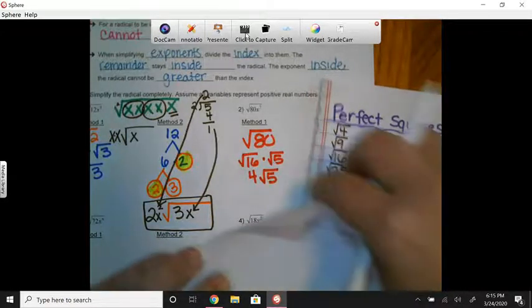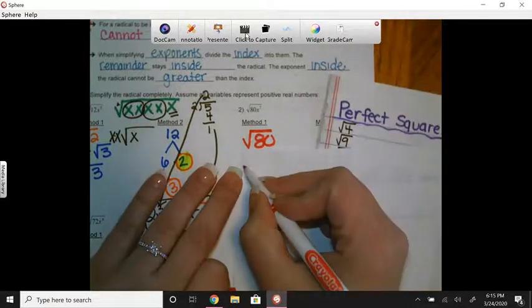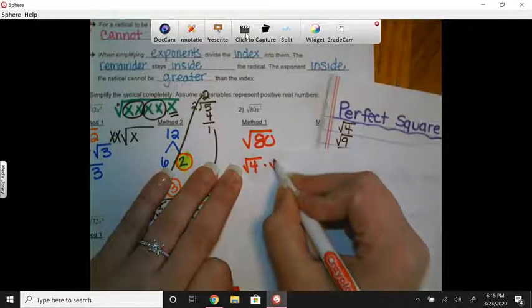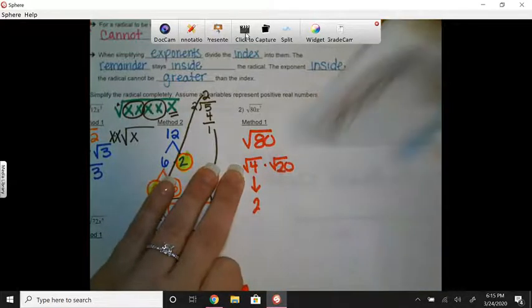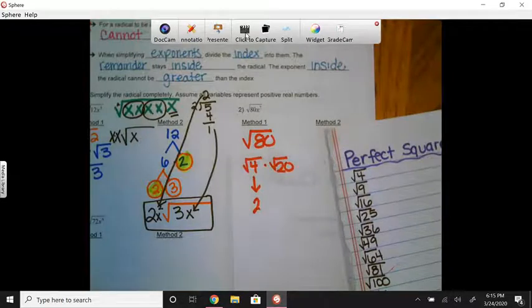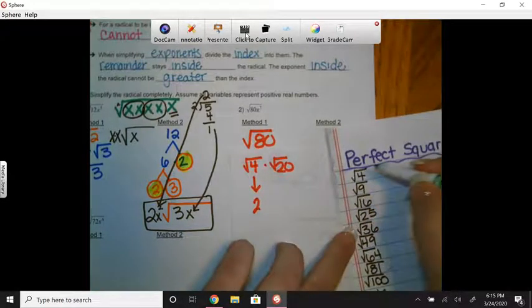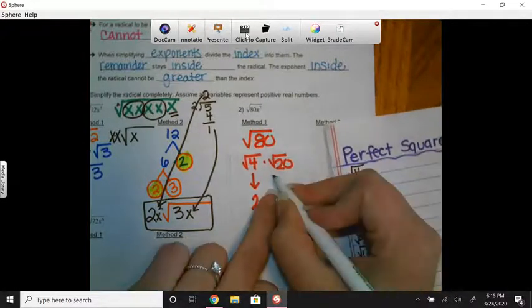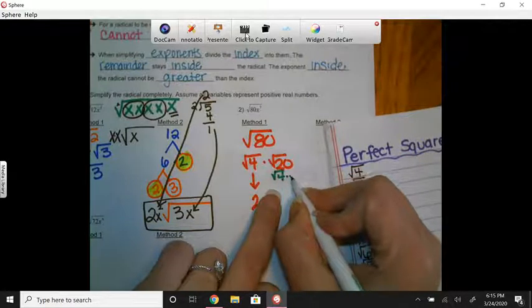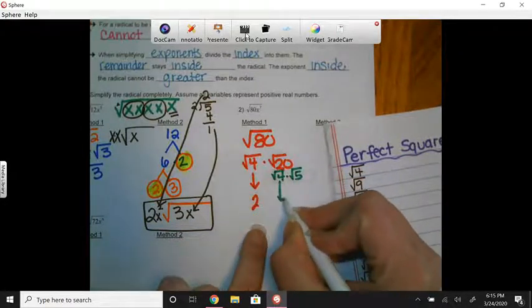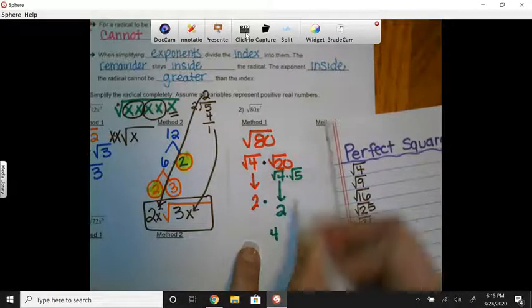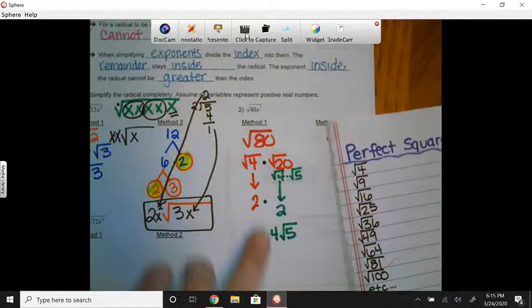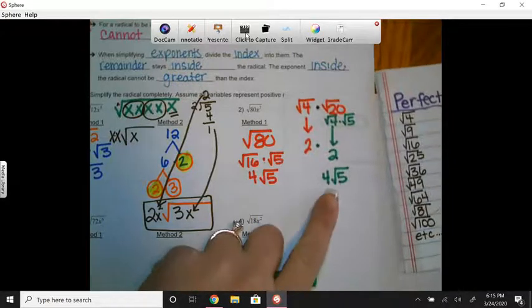Now, let's say instead you picked 4 times 20. The square root of 4 is 2, but the square root of 20 we can keep going because it is not simplified. Because of a 4, I could split this into the square root of 4 times the square root of 5. So then we'd have 2 times another 2, which is 4, and then radical 5. So we still get the same answer, it just had an extra step because we didn't choose the greatest perfect square.